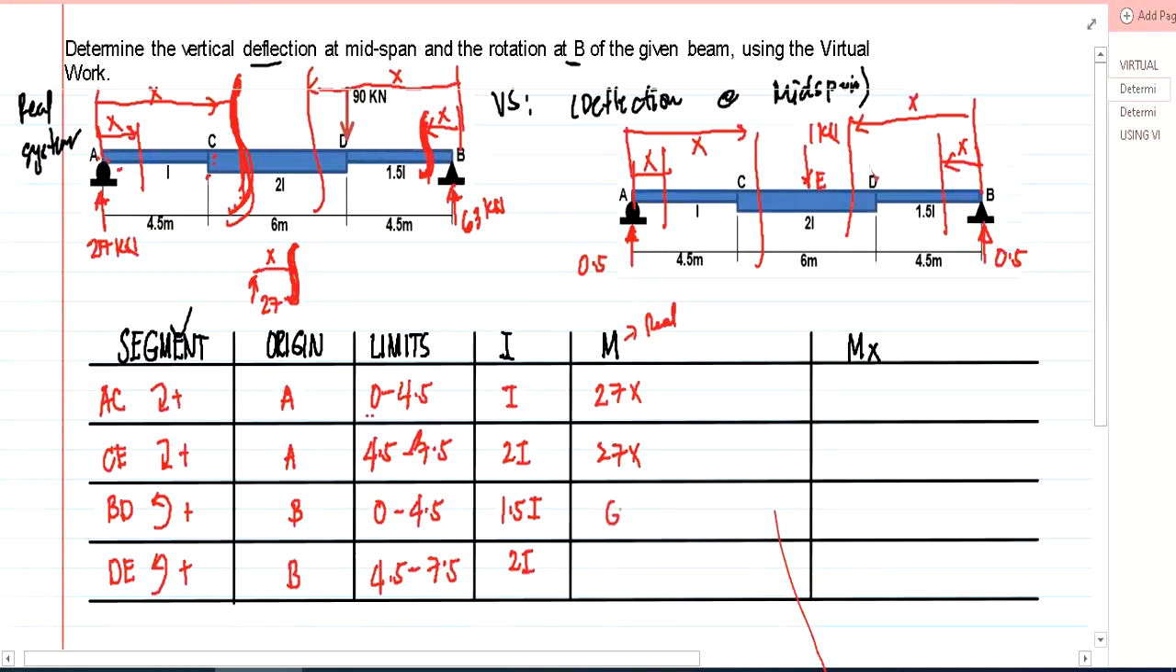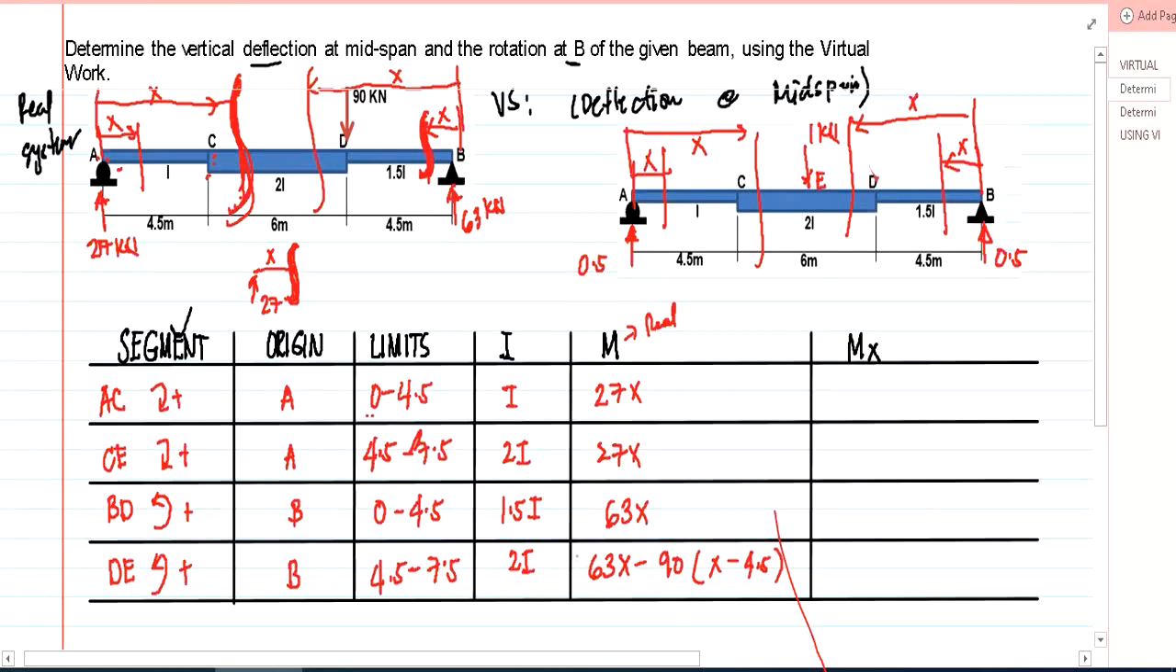That is 63x. Remember, counterclockwise is positive. Since it is counterclockwise, 63x is positive. Okay? For the segment DE, positive 63x minus, we have a moment from the 90. So, 90 times (x minus 4.5).